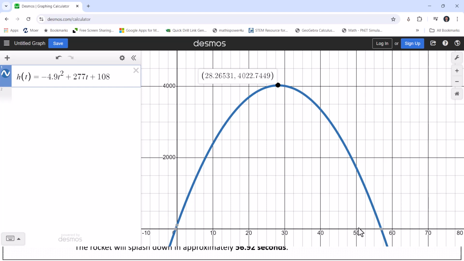And notice the graph does have two t-intercepts. We did find both. One of approximately negative 0.39, which in our case doesn't make sense because this is time, and then the one on the right is the time when the rocket splashes into the ocean, which verifies our answer of approximately 56.92 seconds.